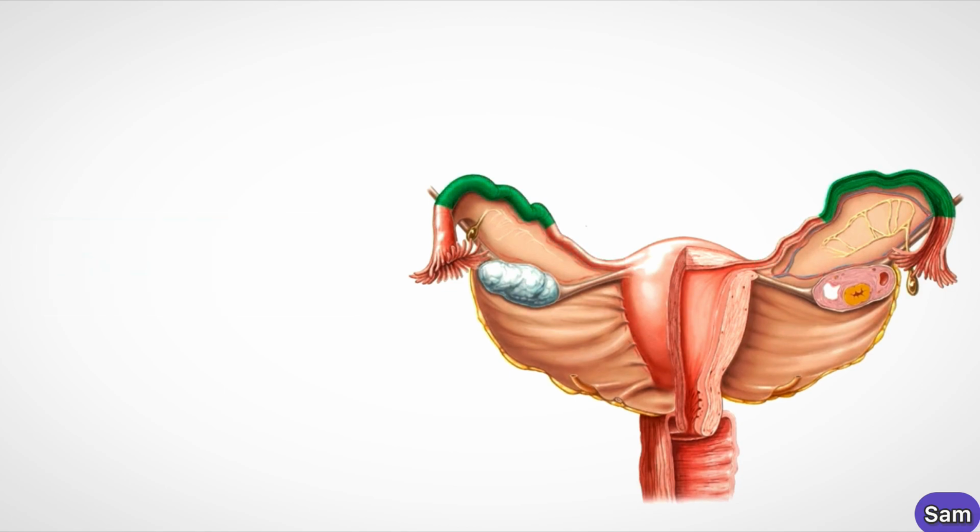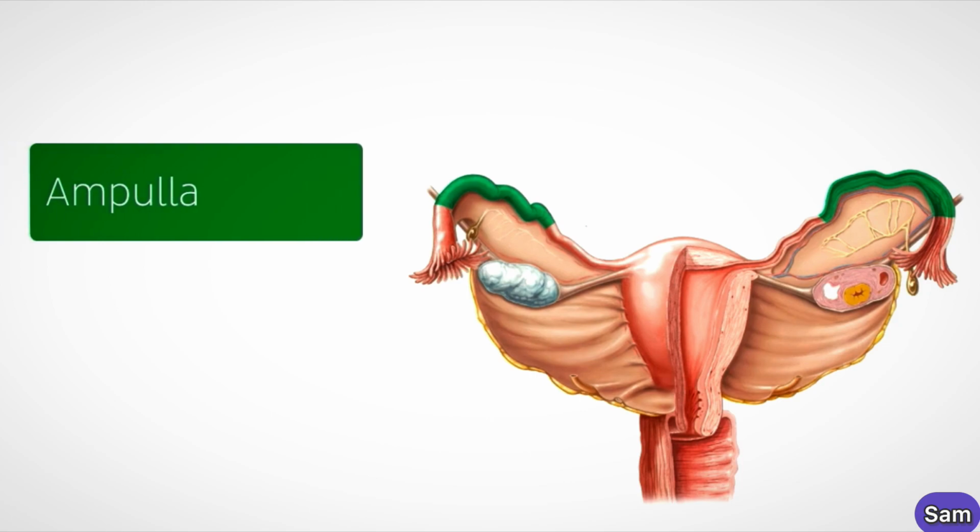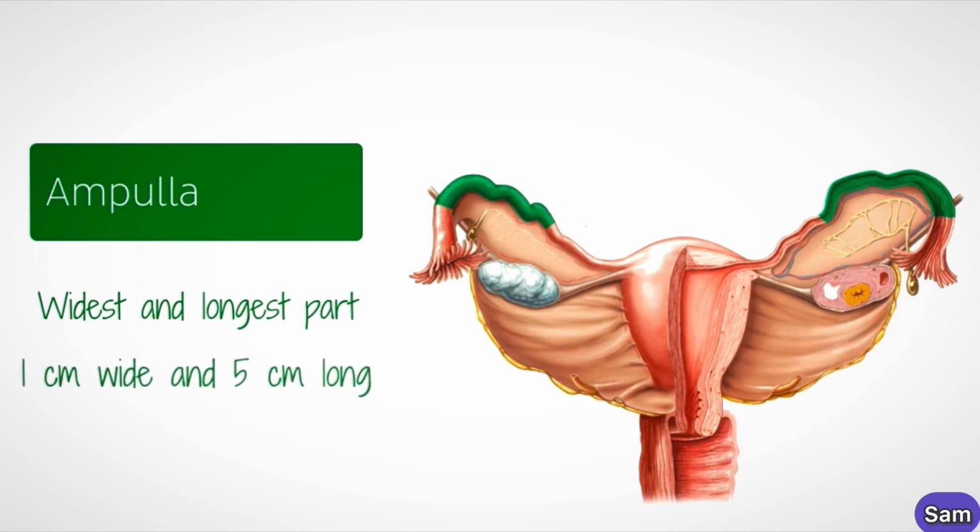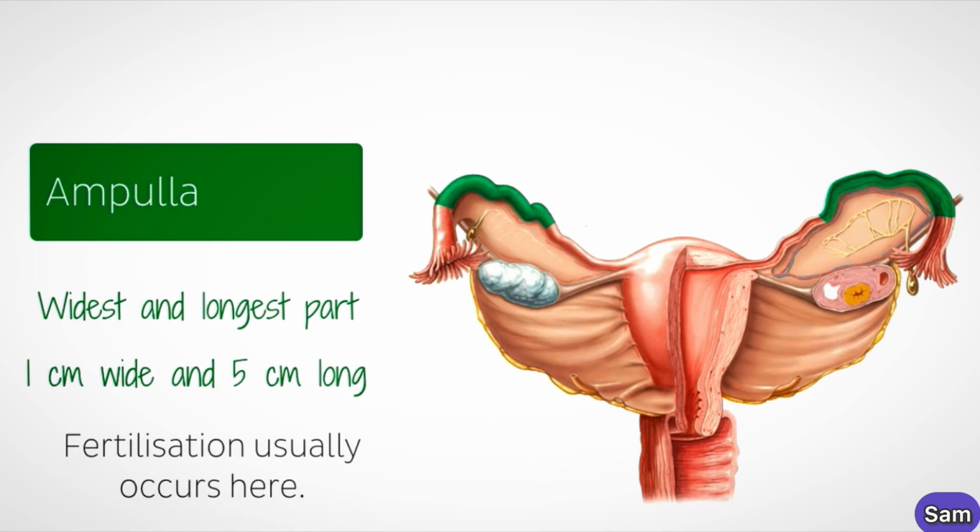The third part of the tube is referred to as the ampulla. And as we can see, it is the longest and widest part of the fallopian tube with a diameter of 1 centimeter at its widest point. And the ampulla is around about 5 centimeters long, which is roughly over half the length of the tube, and it also has a thin wall, a folded luminal surface, which is usually the site of fertilization.